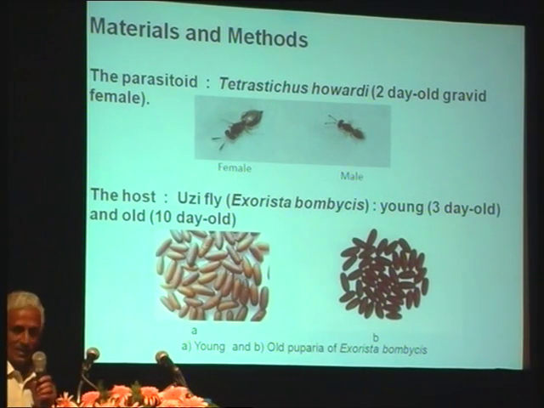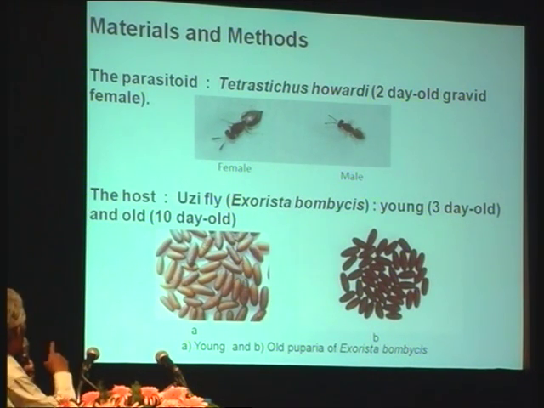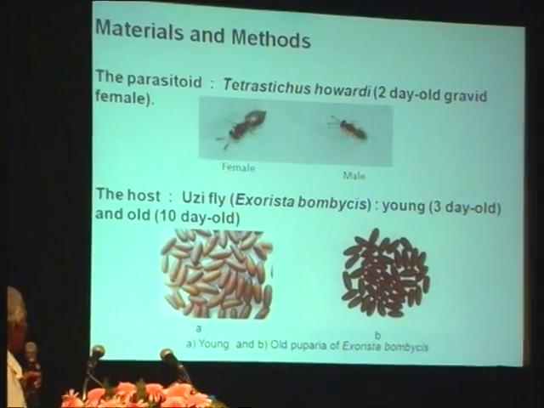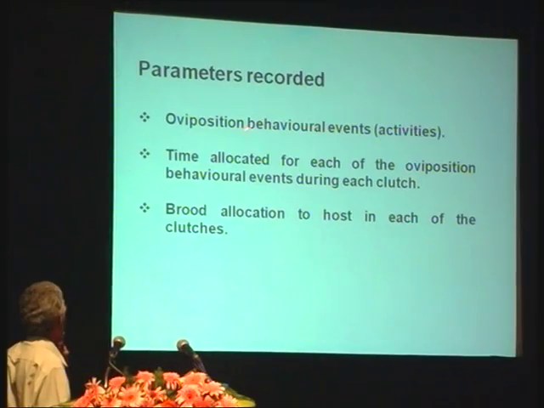Our materials and methods include this particular parasitoid, and we have considered the host age in the form of young and old puparia of the Uzi fly, which is a serious problem in silkworm rearing, and that's the parasitoid you are seeing. The left one is the female, this is the male, this is the young pupa, this is the old pupa. The old pupa can be identified based on the color. Young pupae are lighter in color, light brown, and the old pupae are dark or dark brown in color.